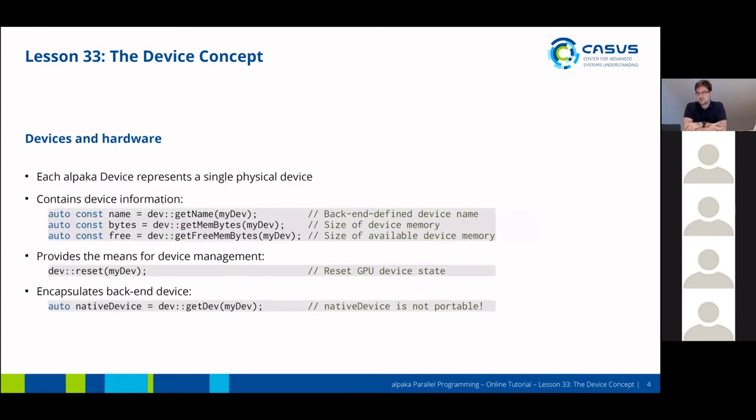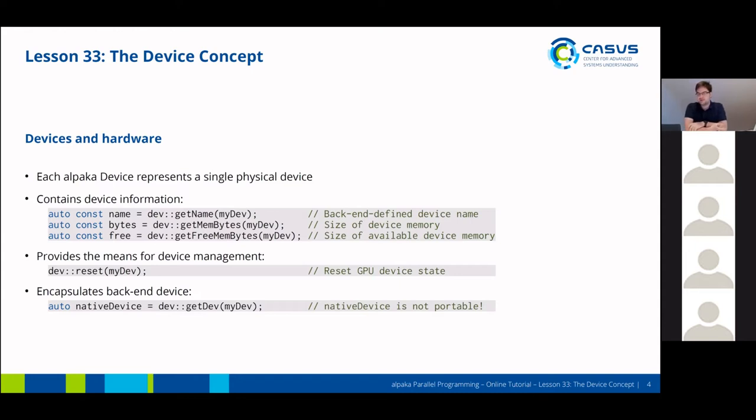Each alpaka device represents a single physical device, and it contains device information. So you can query some of the device information, like the name, the size of the device memory, or the size of the available device memory. On some backends, it provides the means for device management. So you can call, for example, the reset function on a device. And on GPUs, this will reset the device state, meaning that all buffers will be cleared, all running kernels will be terminated, and so on.